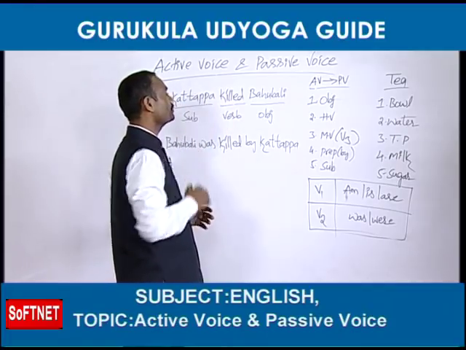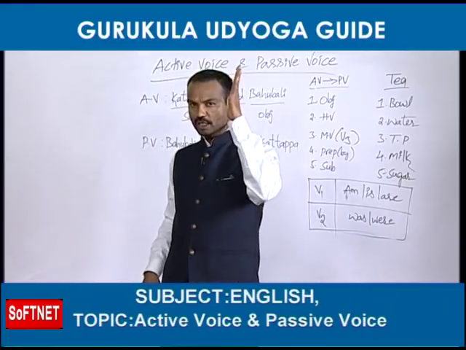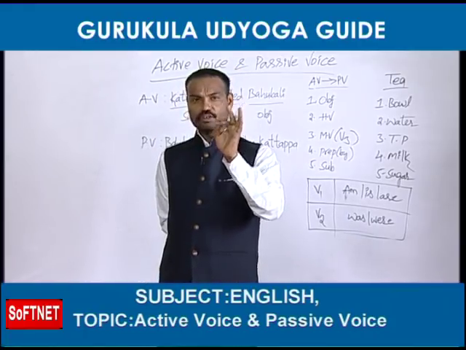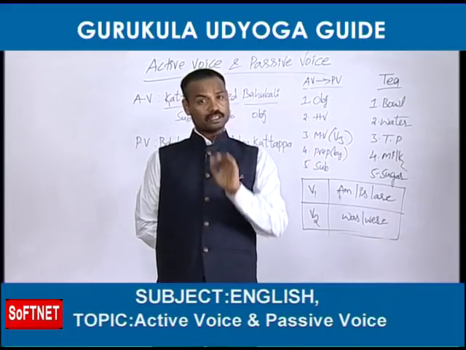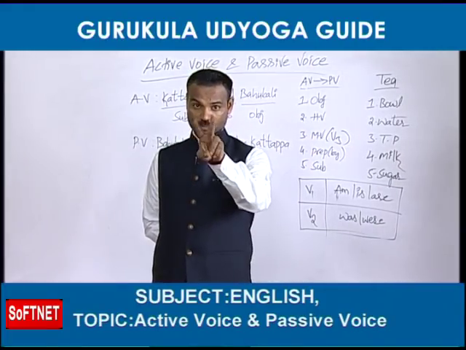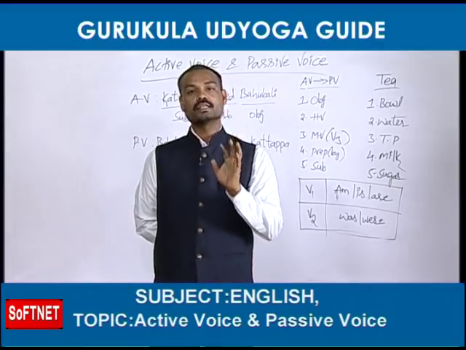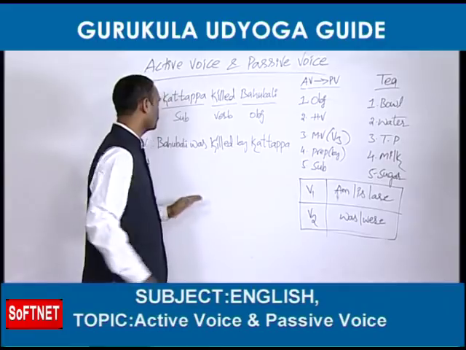So we came to know the object. How to find out the object? Whenever you would like to know where is the object in the given active voice, first you should catch the verb in the given active voice. After catching the verb, you should ask a question by using what or whom. Whom did he kill? The coming answer is called the object. So Bahubali is the object.